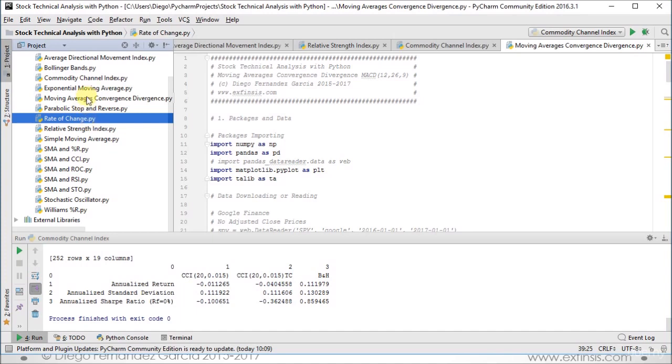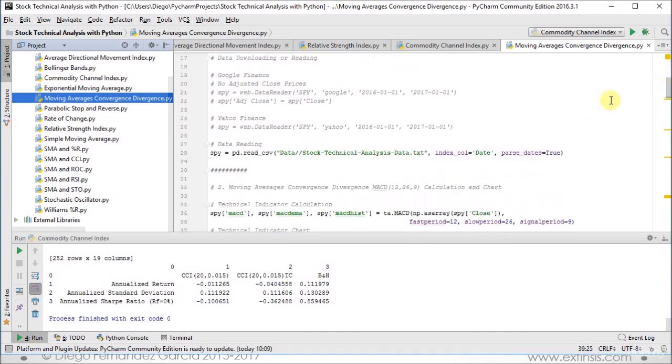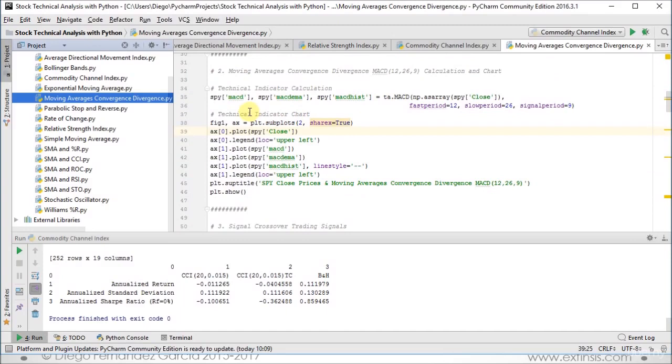So let's begin with moving average convergence divergence, as it's commonly known, MACD. As they are meant to be standalone files, the first step is we import our packages. Next, we continue with our data reading. After that, we proceed to do the calculation of our technical indicator and its chart. As you might remember, we created our MACD, its EMA, which is its signal, and its histogram. We use as parameters the fast exponential moving average as 12 days, the slow one as 26, and the signal period as 9. They are the ones commonly used, but again, you can modify them according to your needs.